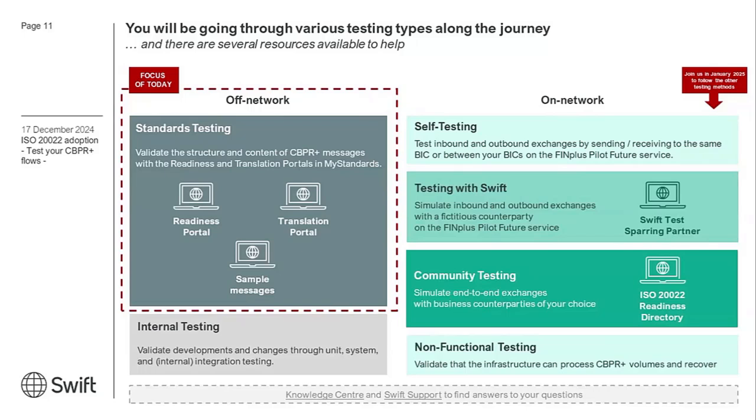We separate them mainly into two blocks: off the network testing tools and on the network testing tools. For the off the network testing tools, we mainly talk about MyStandards and the three resources available there, which are the readiness portal, the translation portal, and the sample libraries. These help you validate the structure and the content of the CBPR Plus messages that you will be using. This type of testing we normally refer to as standards testing. These are all the resources that you can find on MyStandards, and in the next couple of slides I will show you what they look like, how you can access them, and what the main logic is.